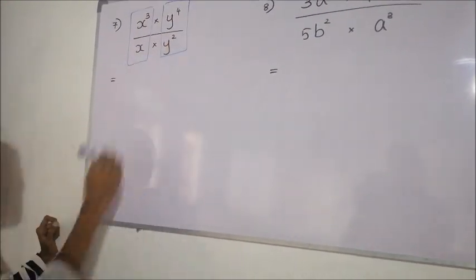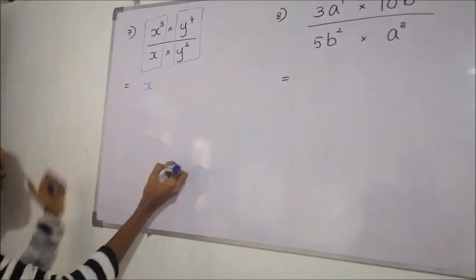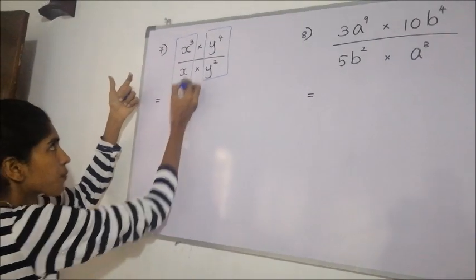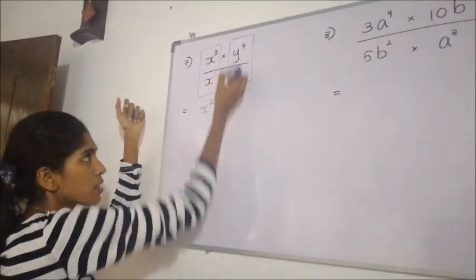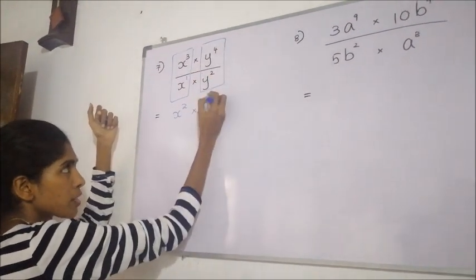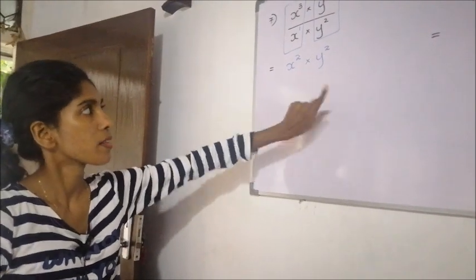X and y separately. Right. Division, no. That means we need to subtract the powers. From 3 subtract 1. So answer is 2. Next one. Y to the power from 4 subtract 2, answer is 2. Without this product mark even we can write.